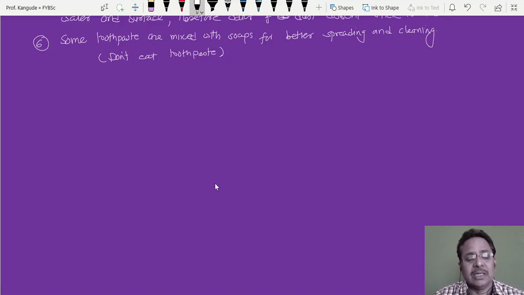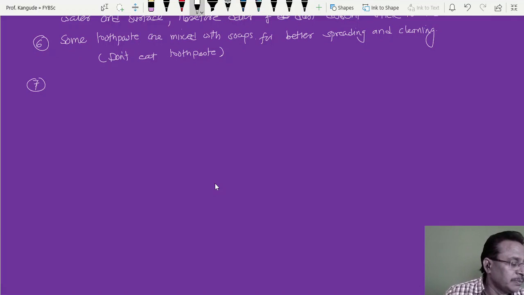The nice feeling we get when we do a mouth wash is because of the toothpaste, and here certain soaps are added for better spreading and cleaning. So this is a property of surface tension. This is the 6th. Now the 7th. There are a lot of applications, we have to go one by one.